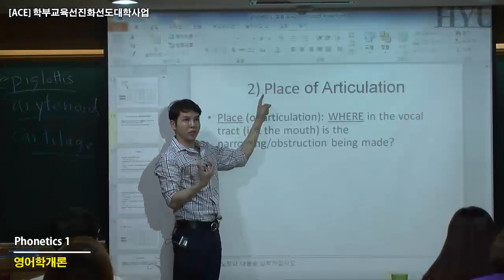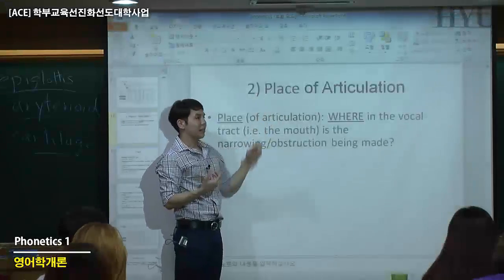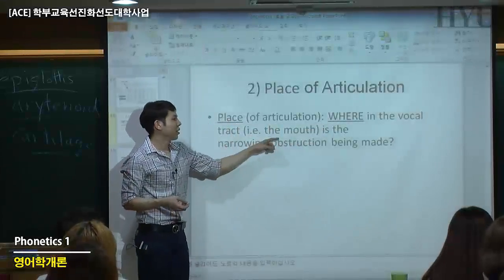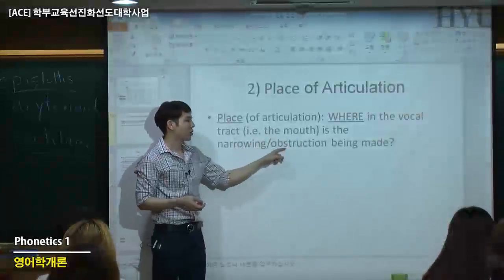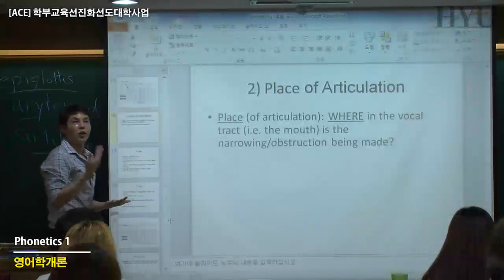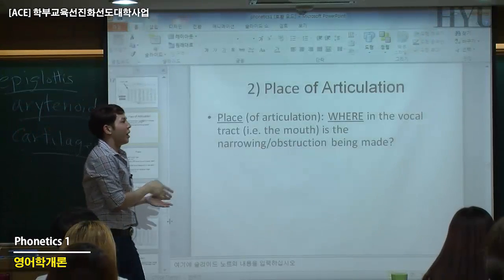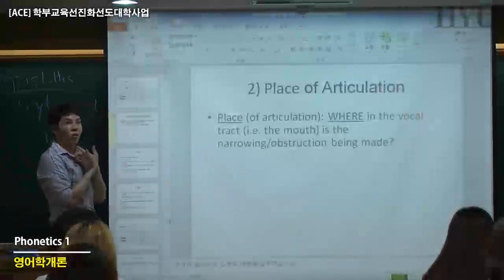The second descriptor is the place, right? The place is where in the vocal tract the narrowing or obstruction is being made. Remember, when you make consonant sounds, there must be some blocking of the air, okay? The first blocking is the vocal cords, right?